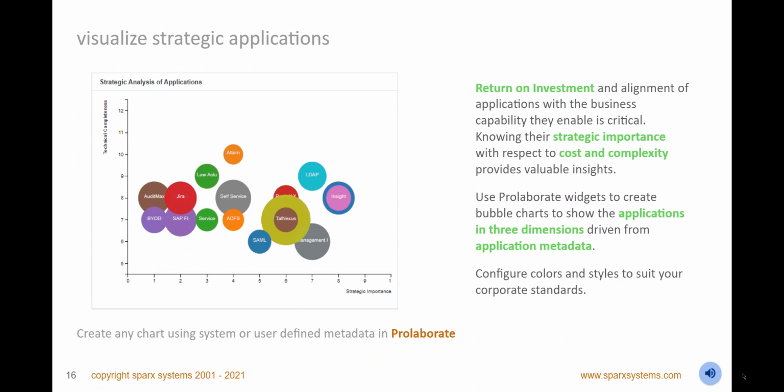Visualize strategic applications and other critical elements such as capabilities and business and technology services, and gain powerful and revealing insights into their strategic importance, complexity, and cost. These expressive diagrams will appeal to business and technical stakeholders who need to manage application portfolios, ensure they provide a return on investment and demonstrate demonstrable value to the business.